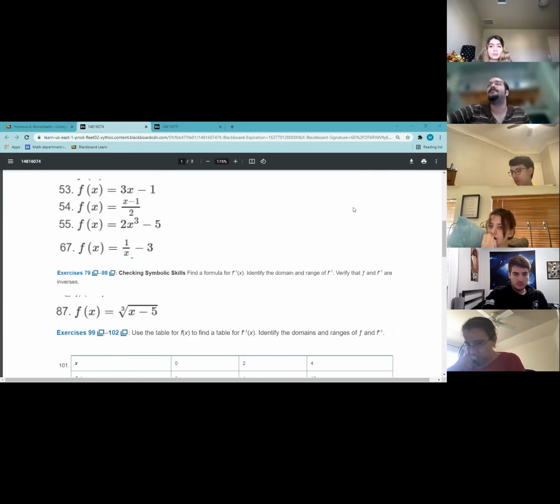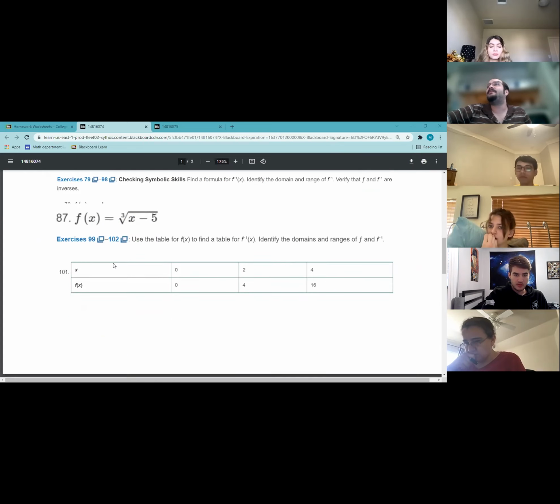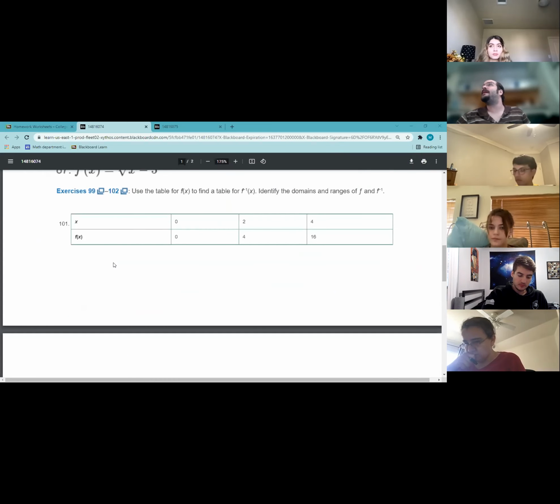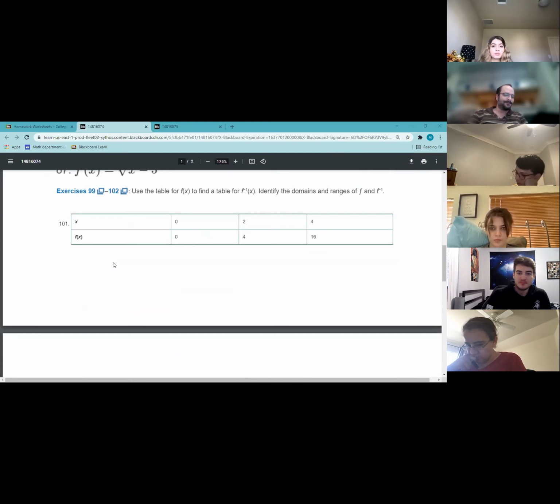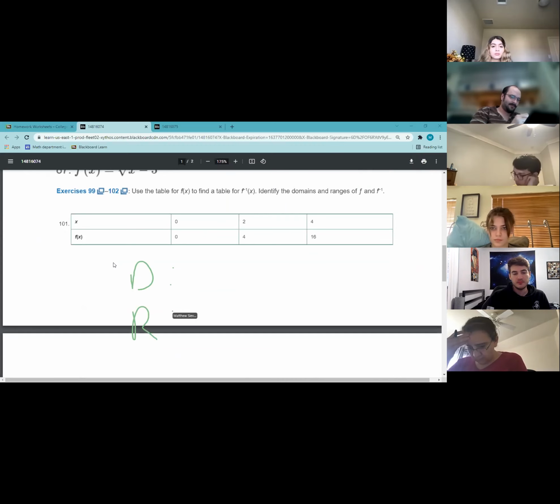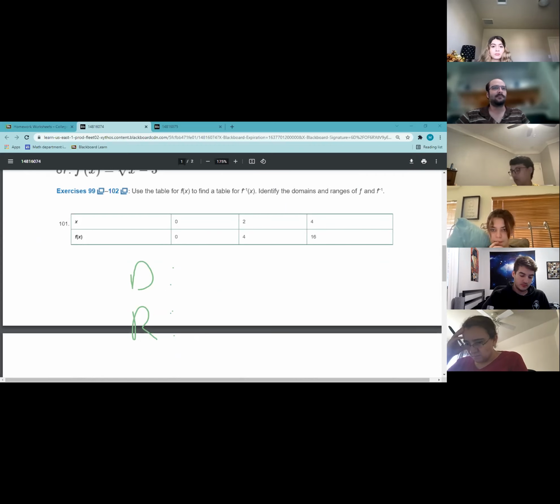I've got to scroll on this one, so exit out of this. That was 87-101. Use the table of f of x to find a table of f inverse of x. Identify the domain and ranges. All right, so let's start off with the domain and range of this thing. How do I write the domain of this thing? So who was next? Fernanda?